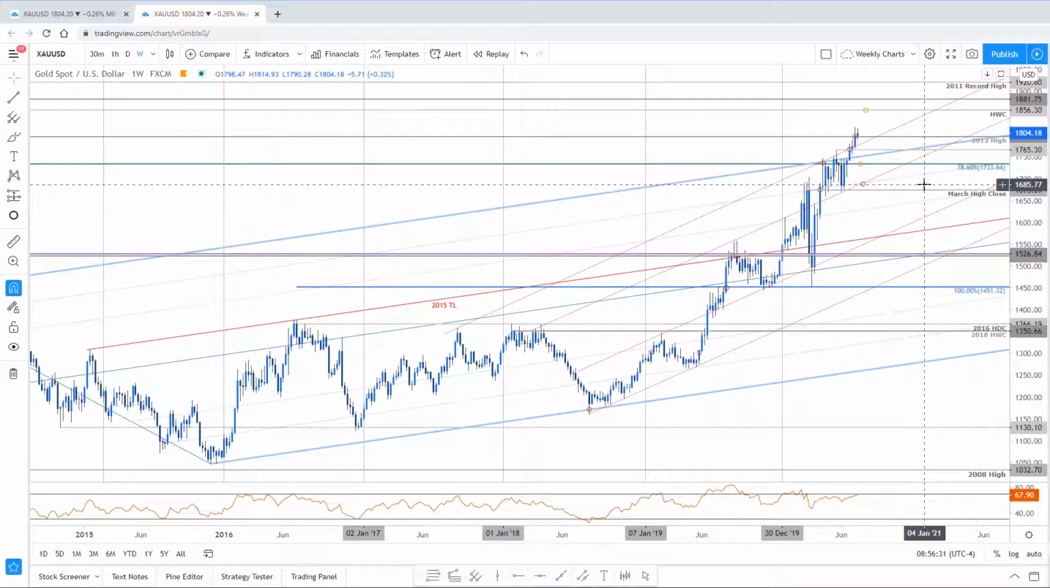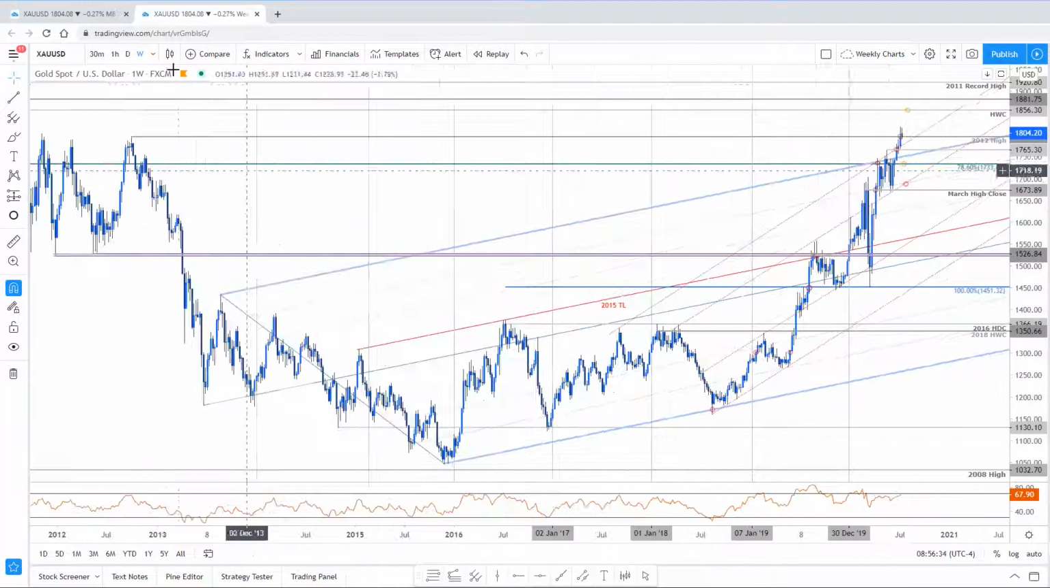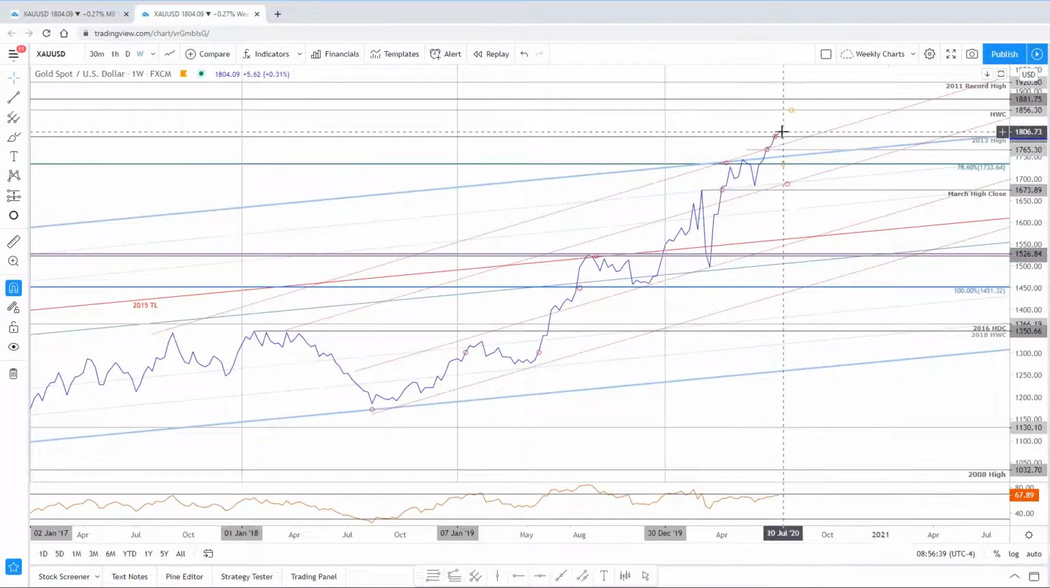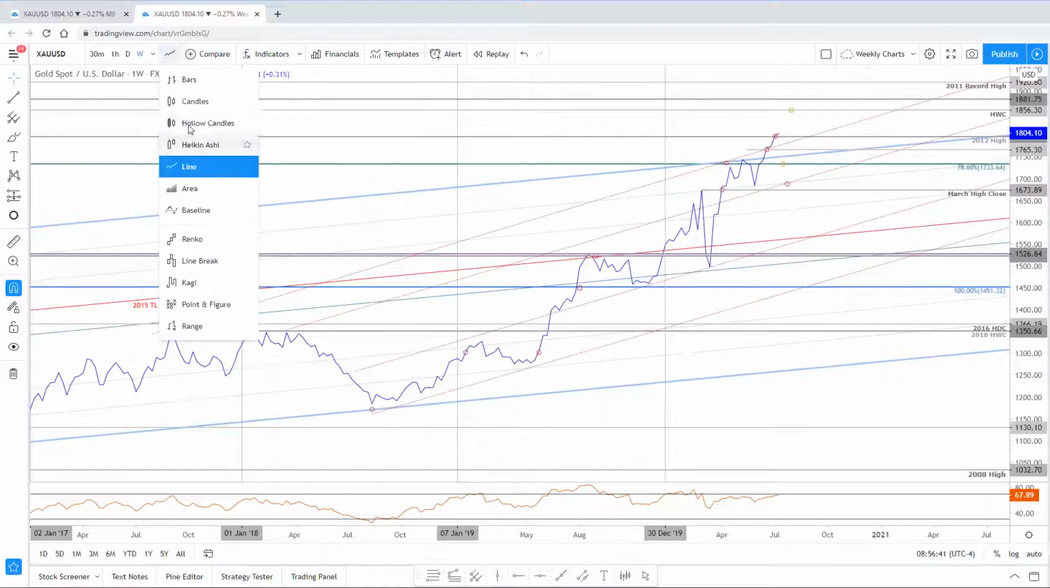But peep this. The 2012 swing high hasn't been cleared on a closed basis. It shows like it is now, but we didn't clear this on a closed basis yet.